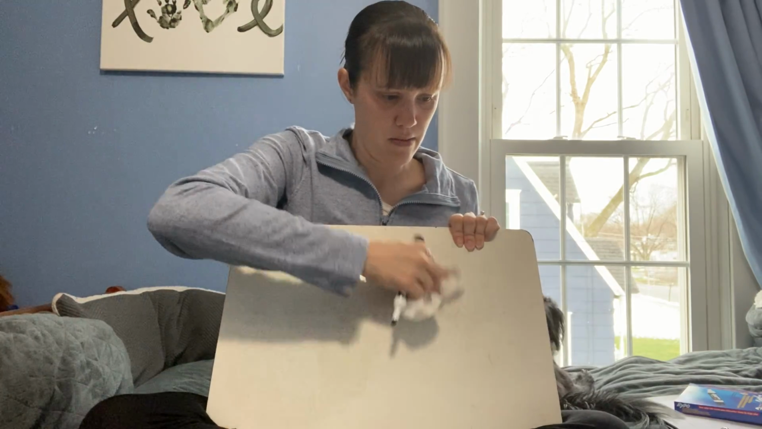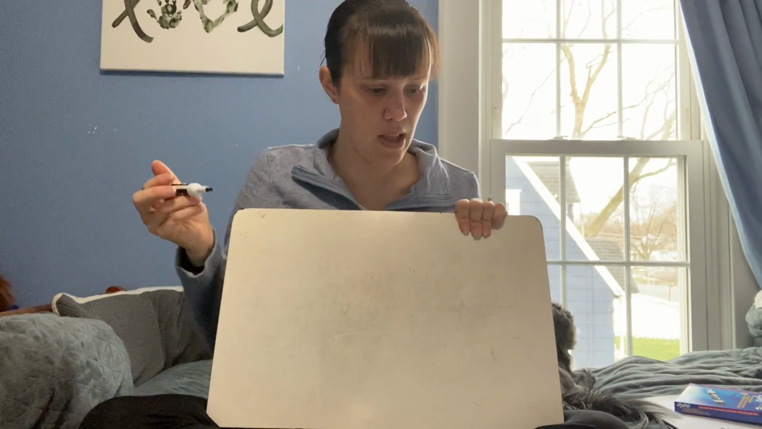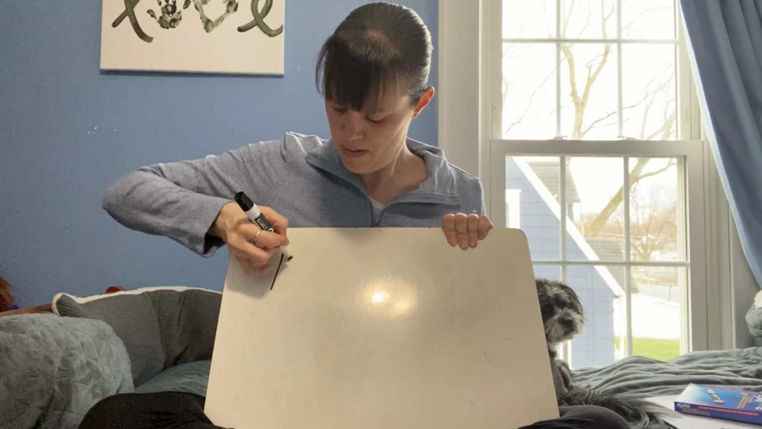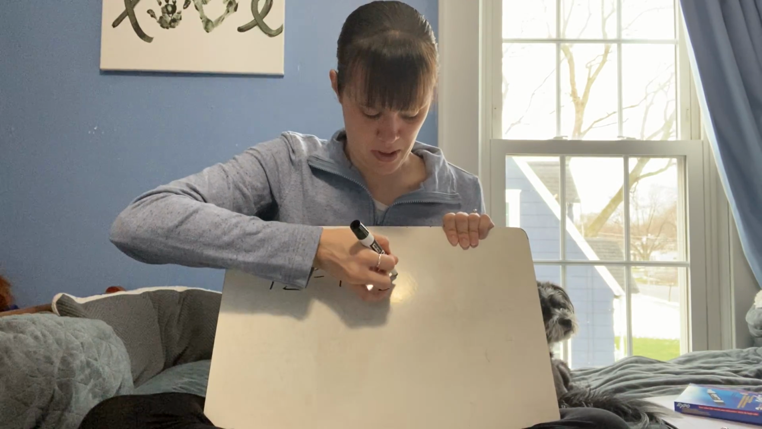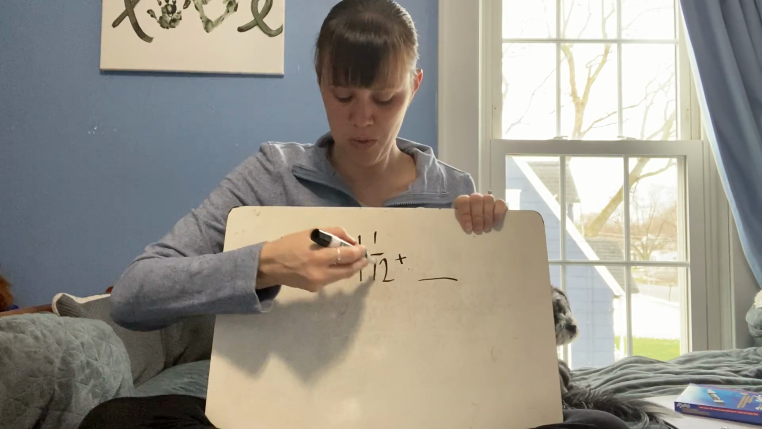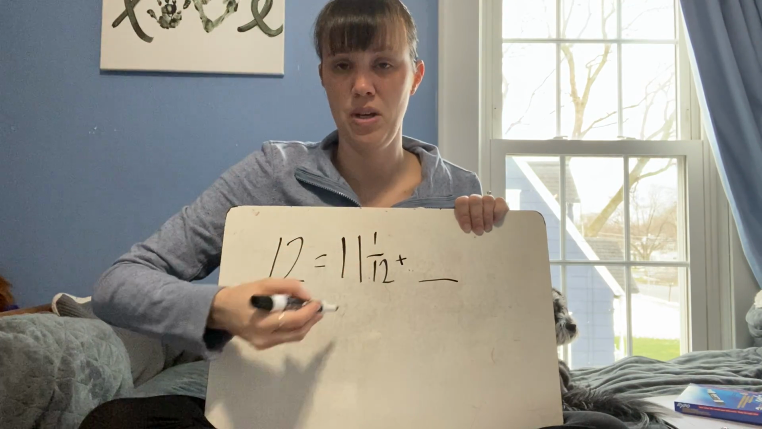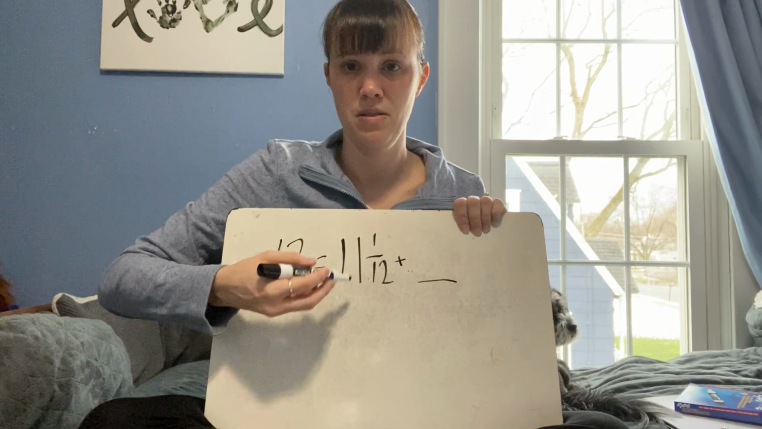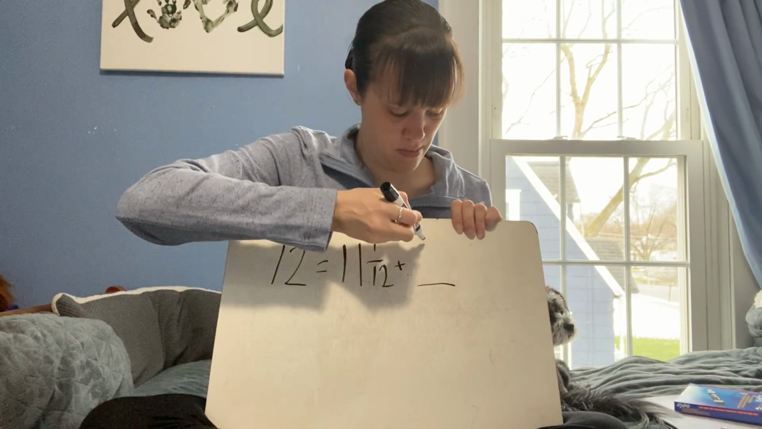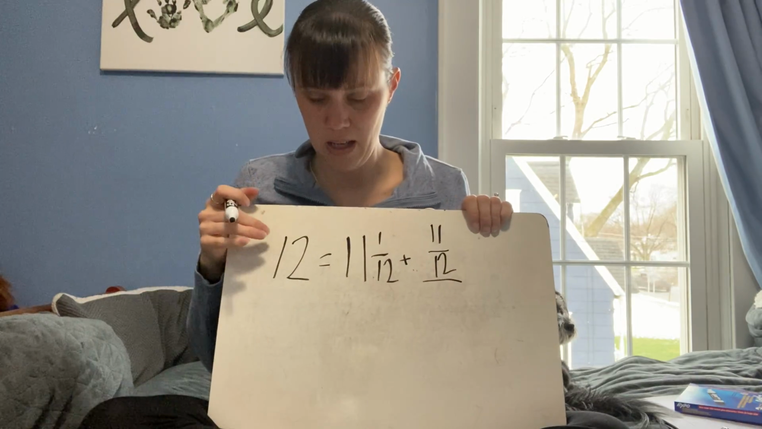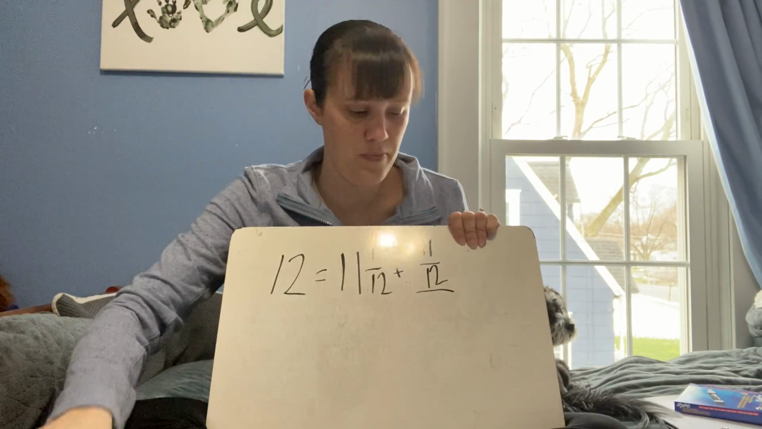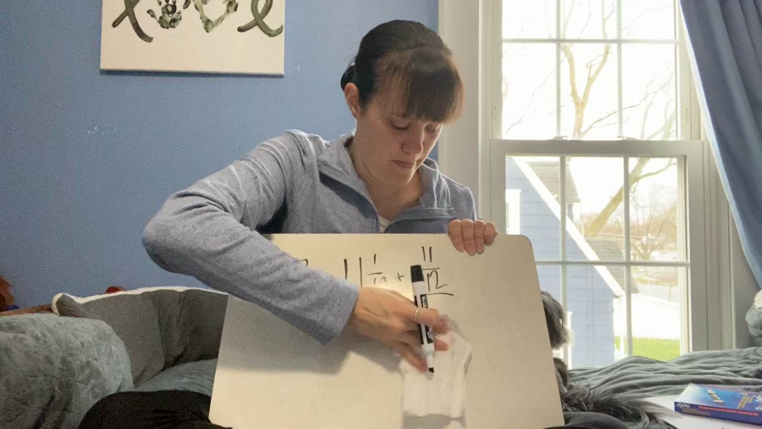And D, 11 1/12 plus what? How many more 12ths do I need to add to this? So you're going to do 12 minus 1, which is 11. 11 more 12ths until I can get a whole. So see, that wasn't too bad.